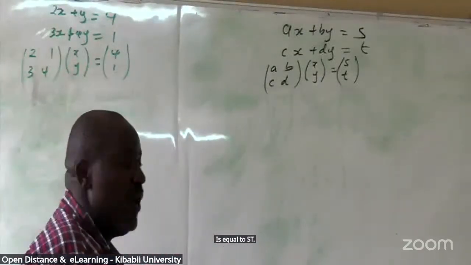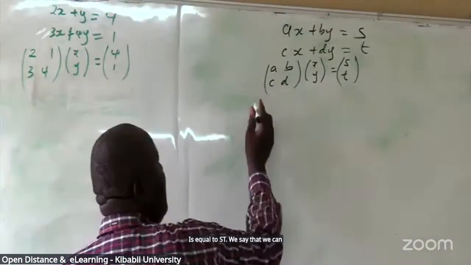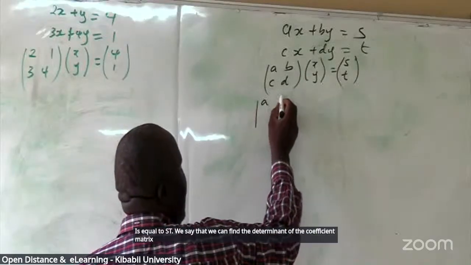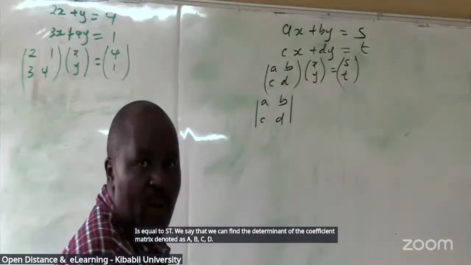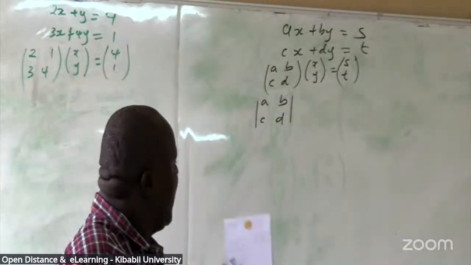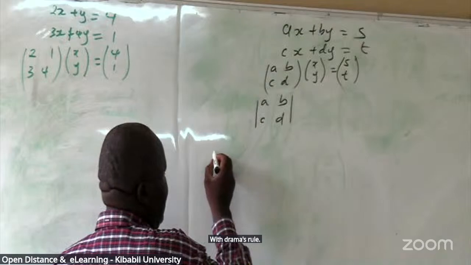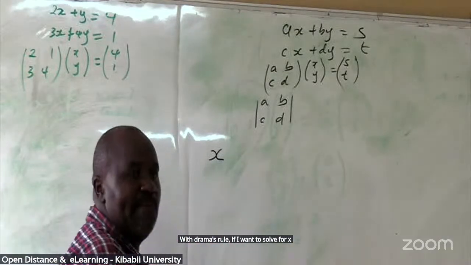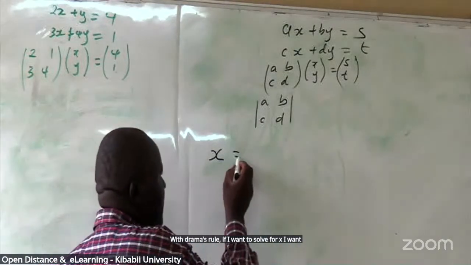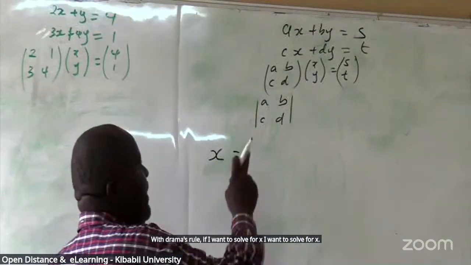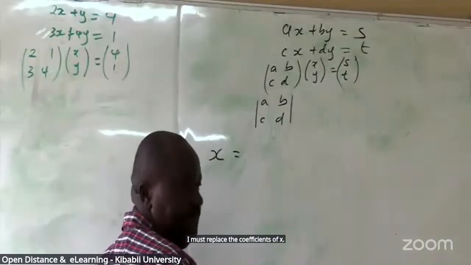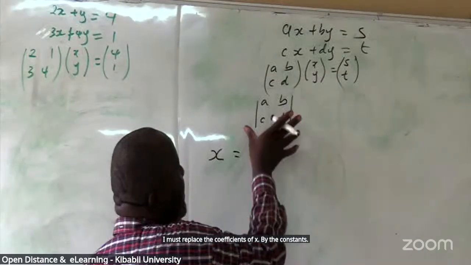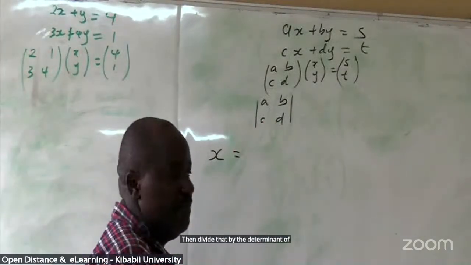We said that we can find the determinant of the coefficient matrix, denoted as a, b, c, d. With Cramer's rule, if I want to solve for x, I must replace the coefficients of x by the constants, then divide that by the determinant of the initial matrix.